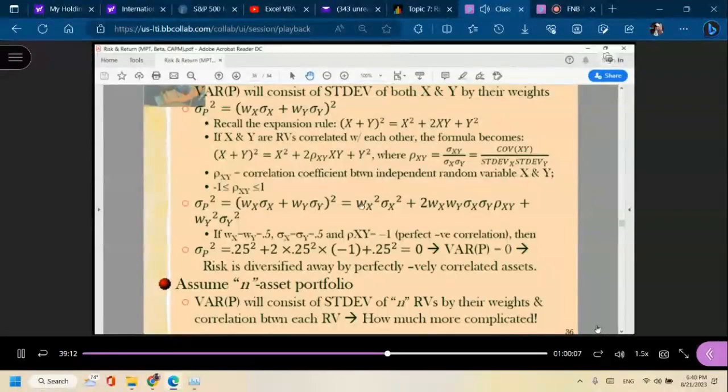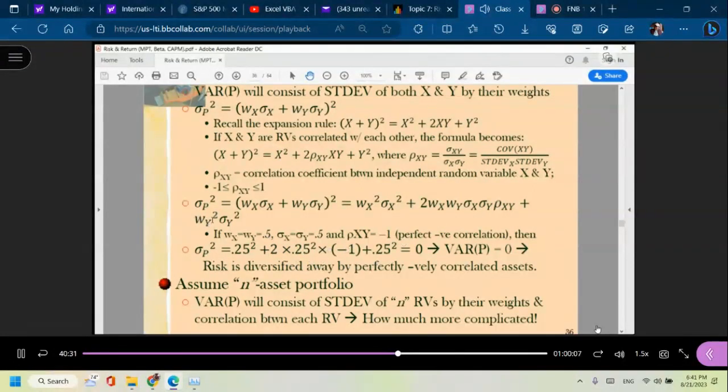If we expand it, let's do that. Weight of X squared is 0.25, because it's 0.5 times 0.5. And the standard deviation of X squared is also 0.25. So 0.25 times 0.25. And then plus 2 times 0.5 times 0.5, so 0.25, times 0.5 times 0.5. So what's that? 0.25. So it's all 0.25 squared. And then this is negative 1, so what does that mean? This becomes negative 2 times 0.25 squared.